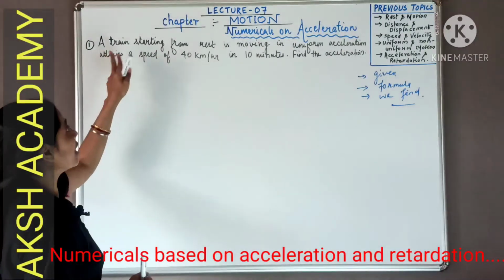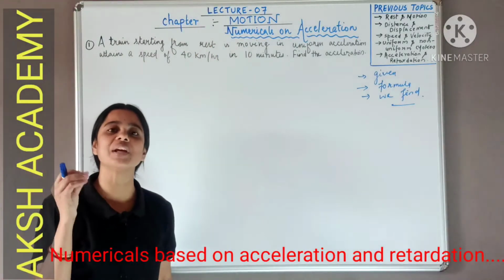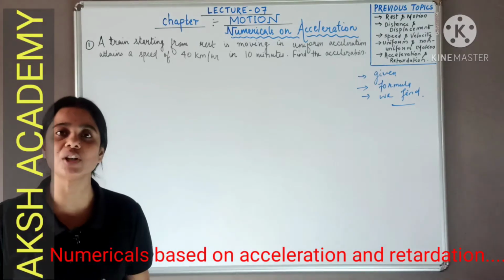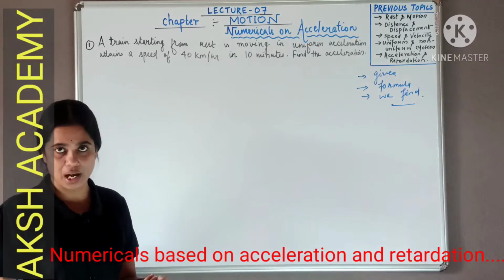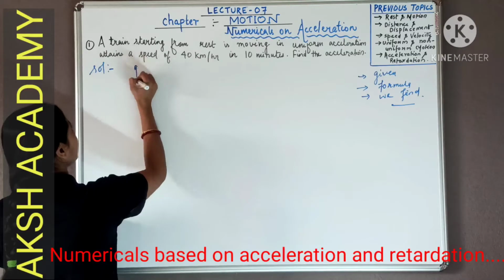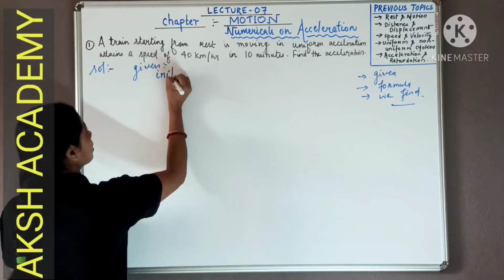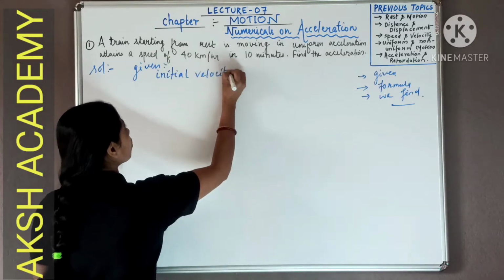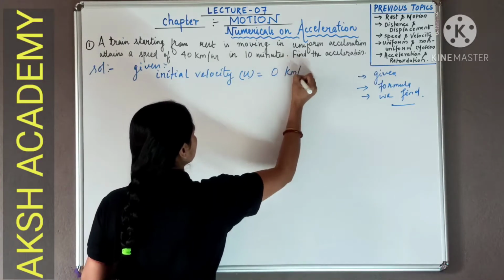A train starting from rest. Starting from rest means the train is at the moment at rest, which means the initial velocity of the train will be 0 meter per second or kilometer per hour. So starting with the solution, first we will write the given. What is given? Initial velocity, which is always denoted as u, which is 0 kilometer per hour.